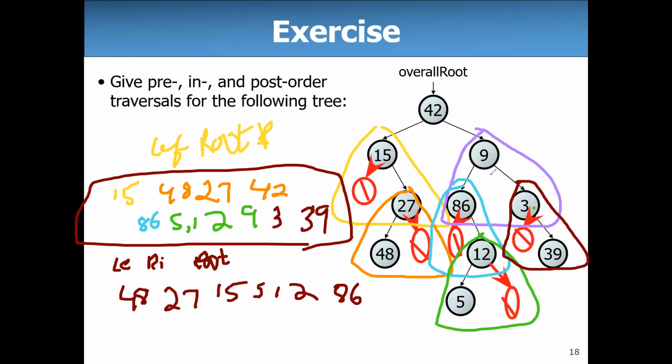As we are not printing 9 and 42 yet, the right side of this 9 has left, right, and root. So after 86, we have 39, then we have 3, because left, right, and root. Left is null, right, root. Right side is null, done. We will print 9 and then we'll print 42 at the end. This is the answer. Any questions?